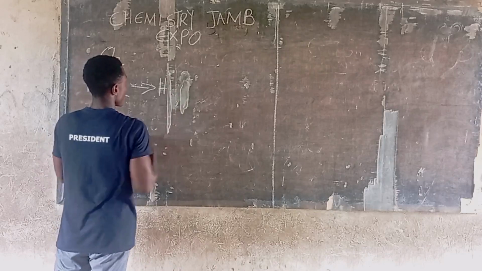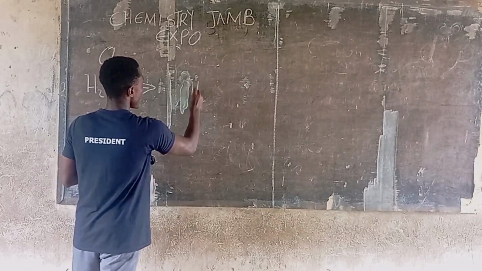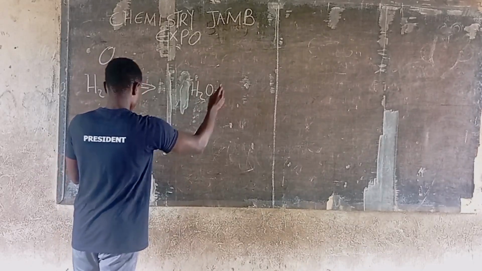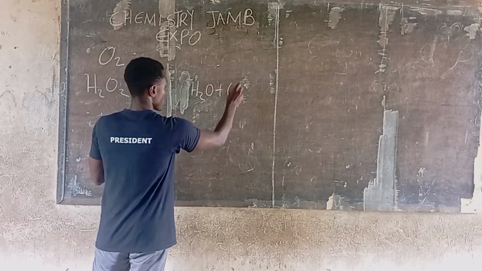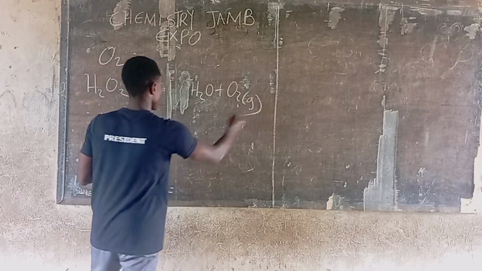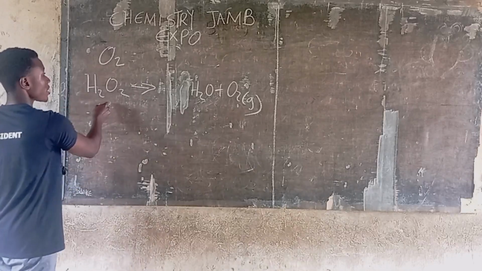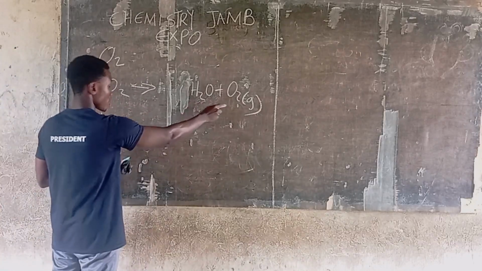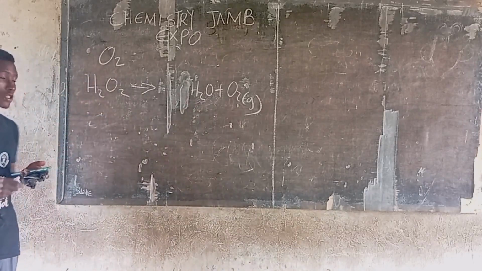So you say hydrogen peroxide, H2O2, giving a forward reaction of H2O plus oxygen gas. Plus oxygen, which is a gas. So this is what it gives us. Breaking down this hydrogen peroxide gives us water plus oxygen gas.